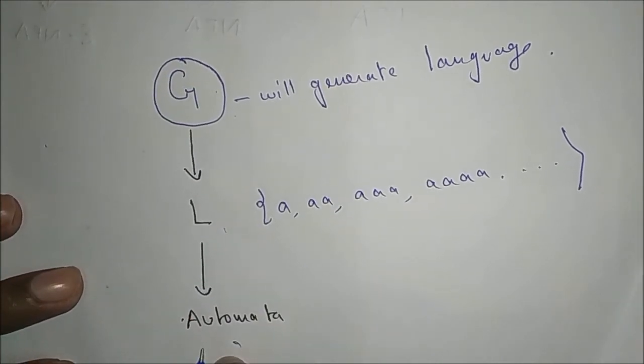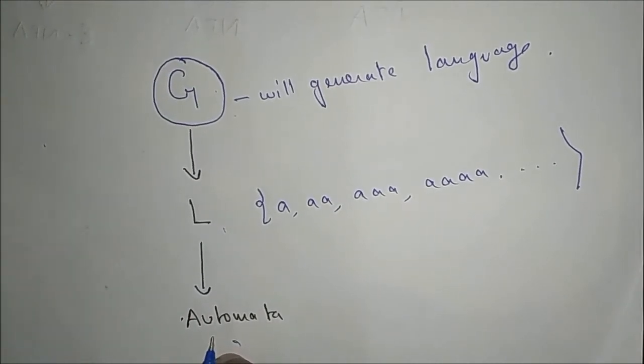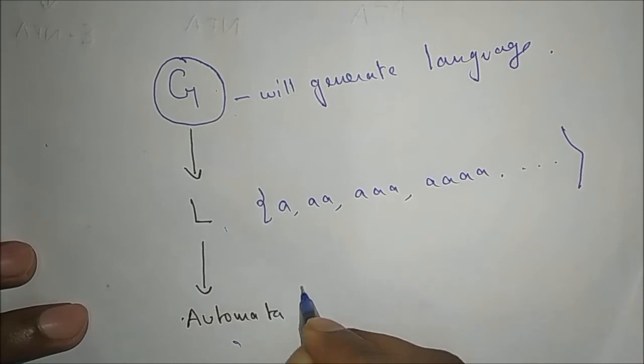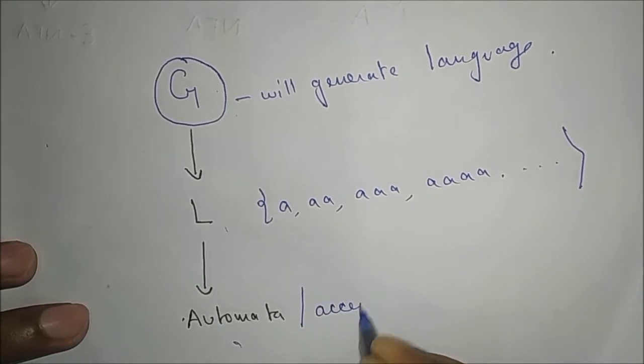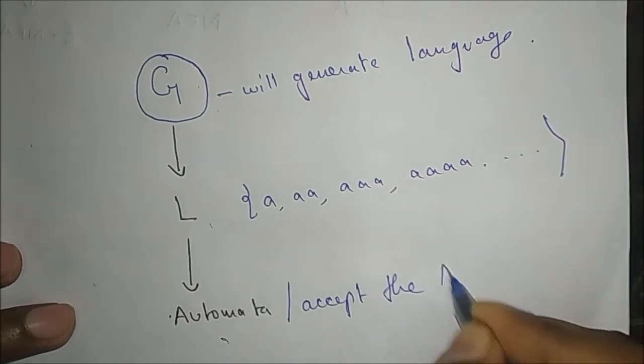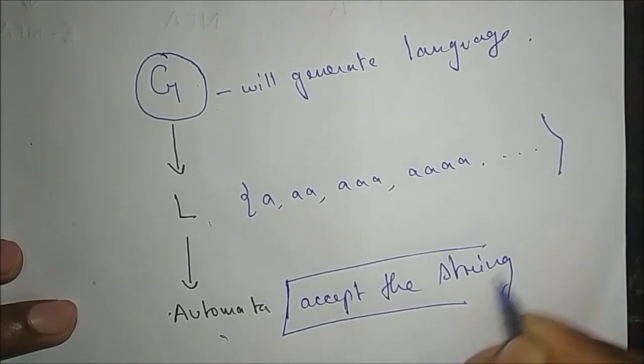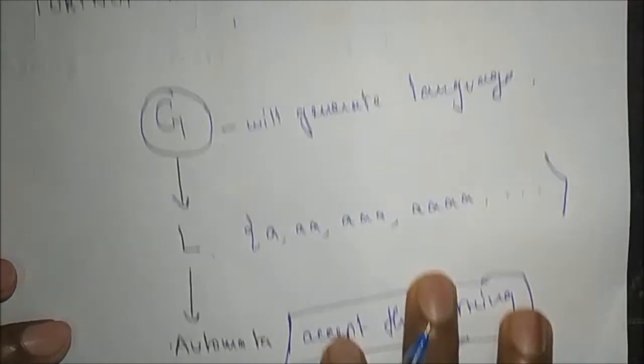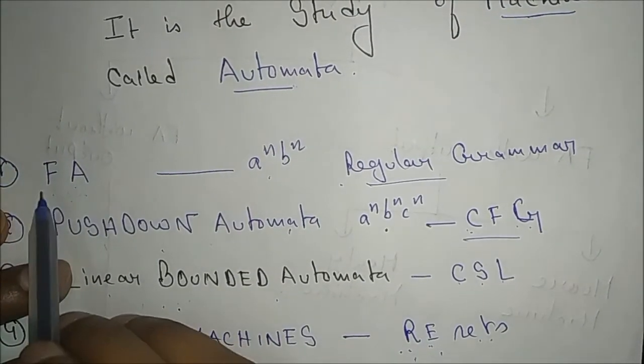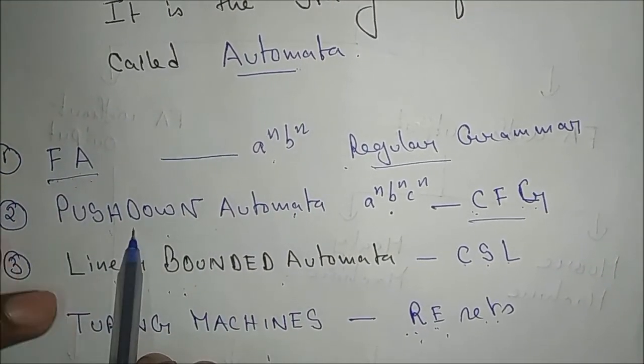And what is the function of automata? Automata means machine. The function of automata is that it will accept the string. So now we are going to study finite automata. Then we will see push-down automata.